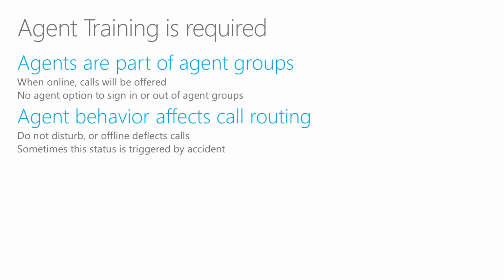Their behavior affects the call routing. So if they go to do not disturb or go offline, they will no longer receive calls. Sometimes, unfortunately, the status is triggered by accident. For instance, when they're in a PowerPoint deck and start presenting to practice something, Skype for Business might go into do not disturb presenting.